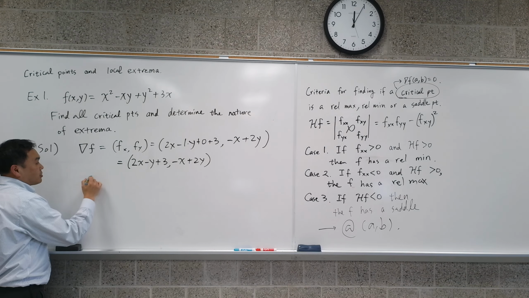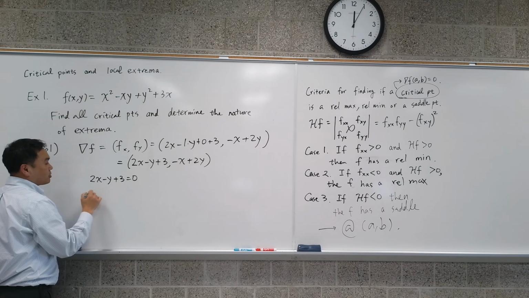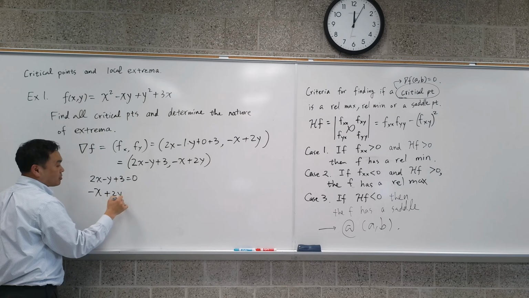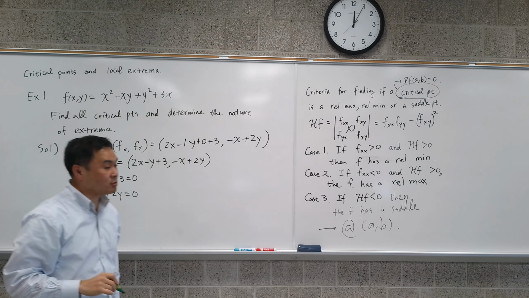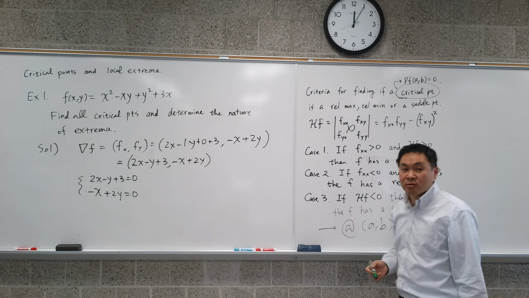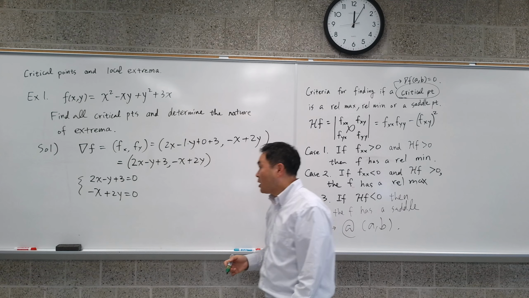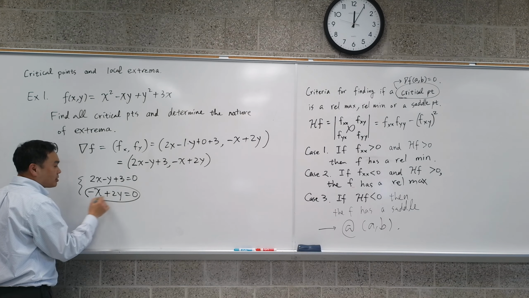Okay, now you can say 2x minus y plus 3 equals 0. And you can say negative x plus 2y is equal to 0. Both of these derivatives must be 0 in order to be called a critical number. Therefore, now you have a system of equations. How do you solve a system? Well, you can always solve for one of them and then plug it into the other.